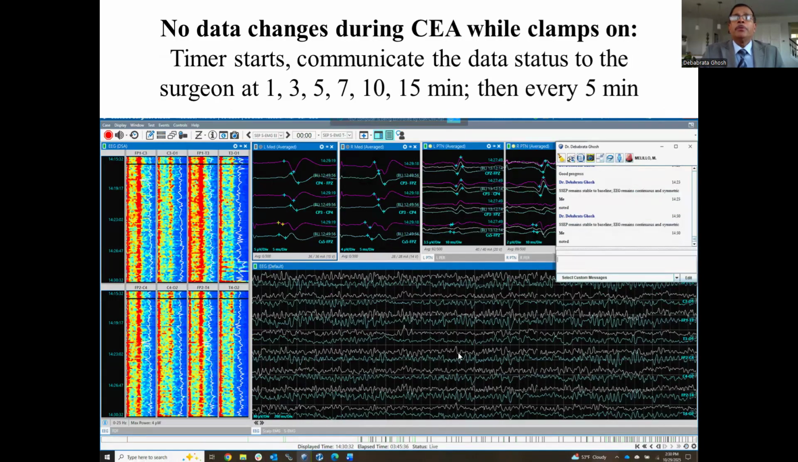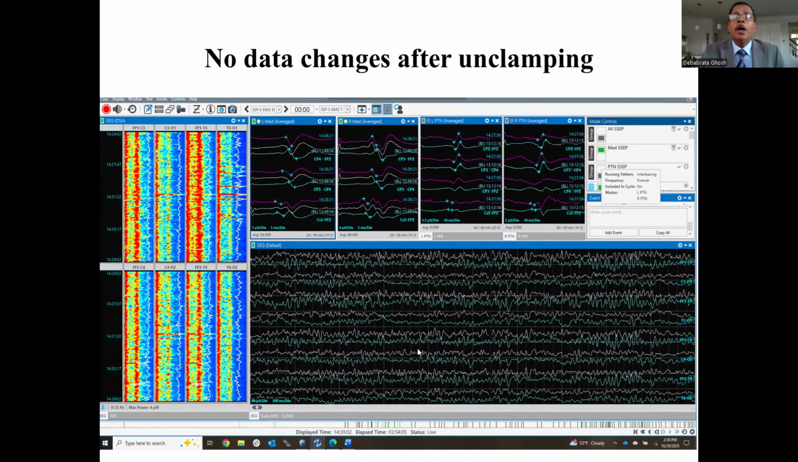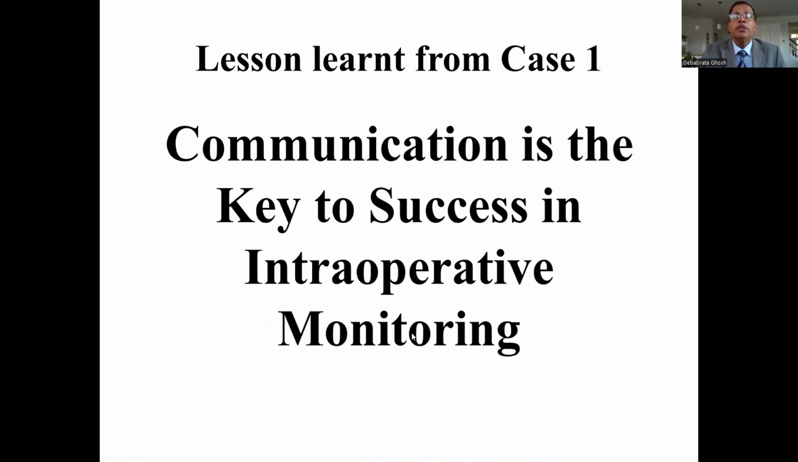Now, after the clamp is on, we time and give information to the surgeon every 1, 3, 5, 7, 10, 15 minutes. And throughout the period the clamps were on, the data were completely stable. After unclamping, we keep on monitoring, and again we see that all the data, including SSEP and EEG, are completely normal. So this is a case where communication was the main key to the success, and there was no problem in the case, no data changes.